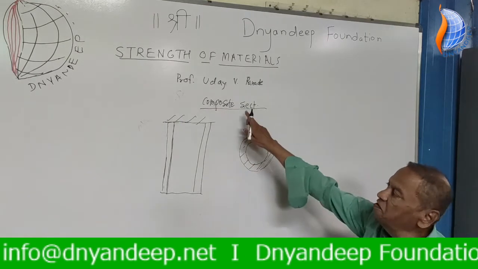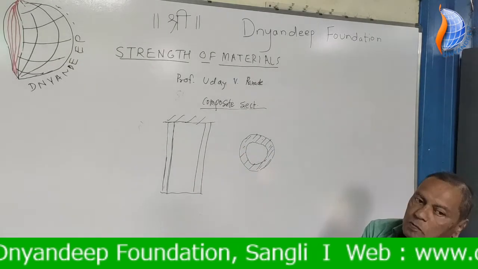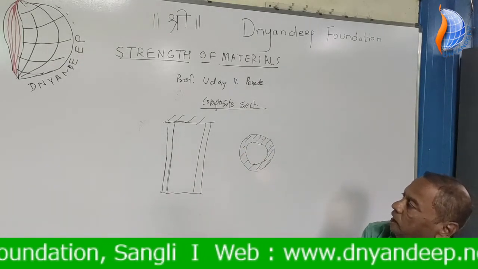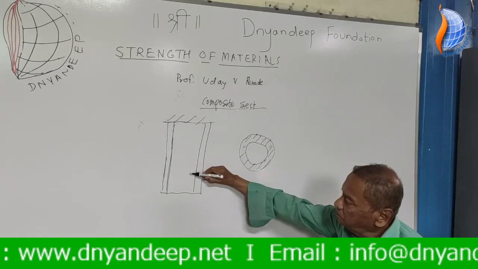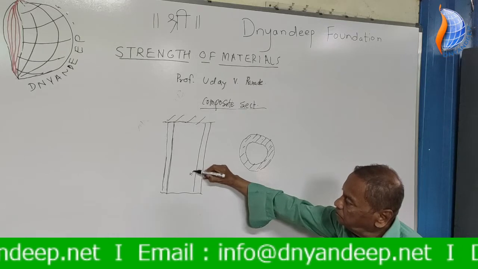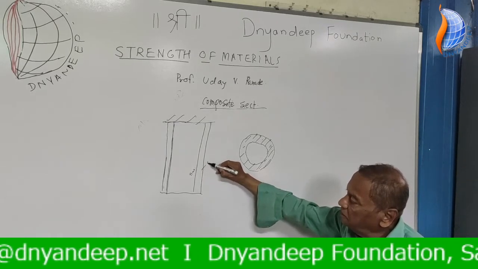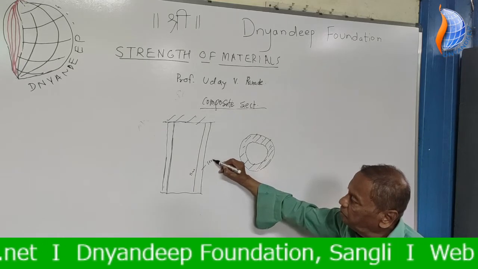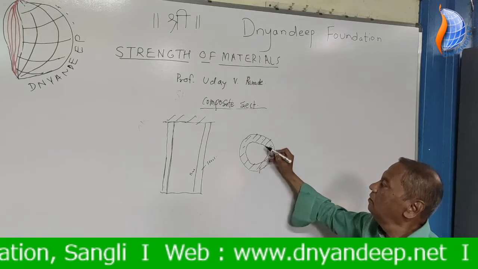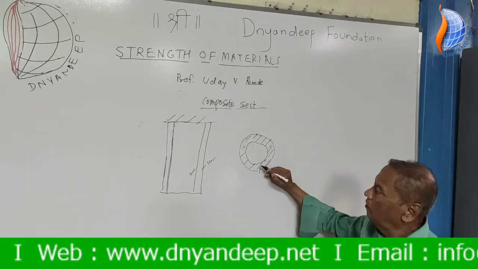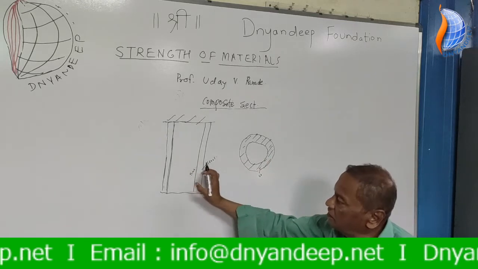Now this is a composite section. Composite section means it is made up of two materials. For example, if this is timber or wood, and this is steel, that is, this is steel, and this one is inside.